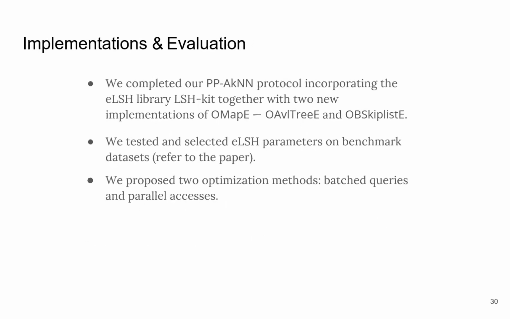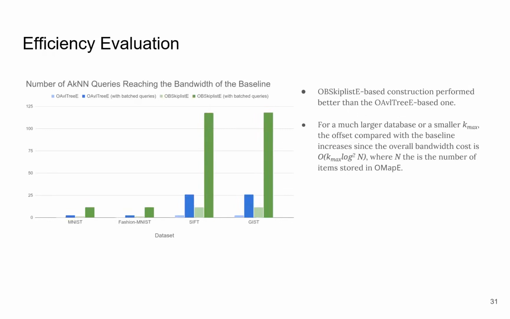Due to time limit, I will briefly go through the implementation part. We completed our PPA-KN protocol incorporating the ELSH library together with two new implementations of OMAP. We tested and selected the ELSH parameters on benchmark datasets tailored for AKN search. In addition, we proposed two optimization methods, one through batch queries and the other through parallel access. We found through our experiments that the OB-skiplist-based construction performed much better than the OAVL tree-based one. And finally, for a much larger database or smaller keymax, the improvement compared with the baseline increases, since the overall bandwidth cost is proportional to keymax times log n squared.